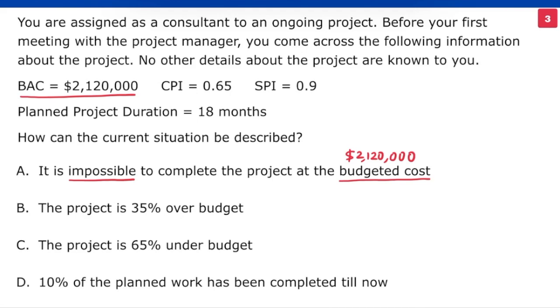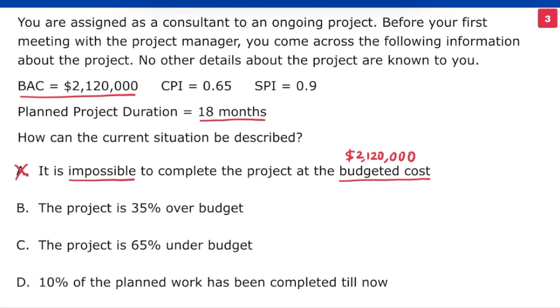The project is 18 months long. It is possible that the project is still in the initial stages. Even though the CPI at the moment looks pretty bad, there is enough time to improve the cost performance of the project and get it back on track. This is just a guess. There is simply not enough information for us to conclusively claim that the project cannot be completed within the budget. A is incorrect. Let's move to option B.